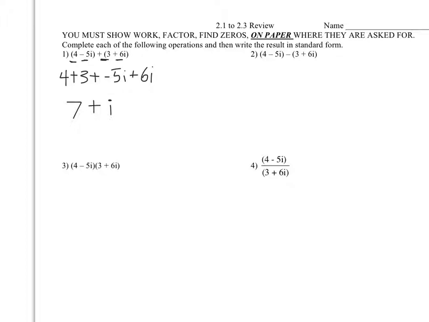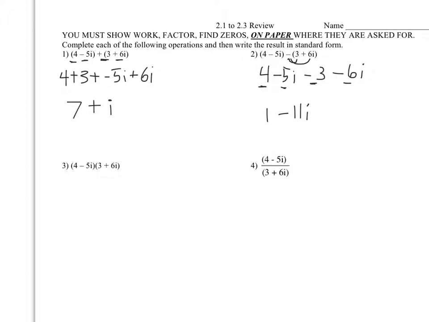In number 2, however, I need to be a little more careful. The negative that's in between here needs to get distributed. So this really becomes 4 minus 5i minus 3 minus 6i. Then we can combine the real parts. So 4 minus 3 would be 1. And negative 5i minus 6i would give us a total of negative 11i.